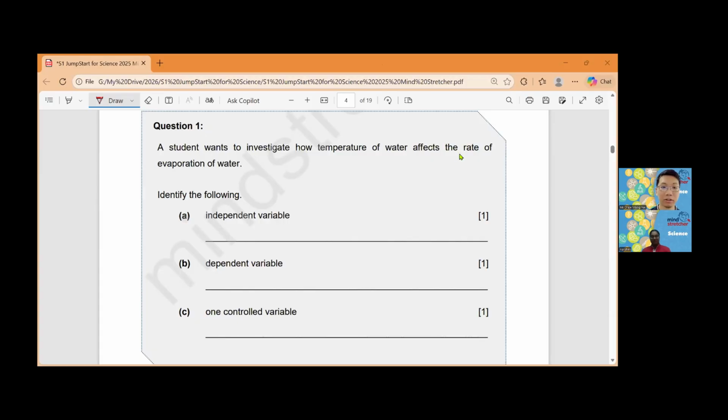I want you to think about this phrase. Rate of evaporation of water, that is the scientific concept. But in an experiment, how do we determine the rate? What are we actually measuring? Yes, I see some correct answers.